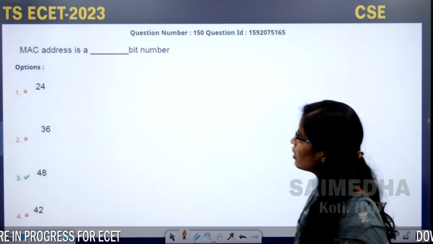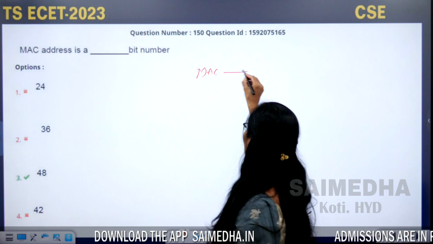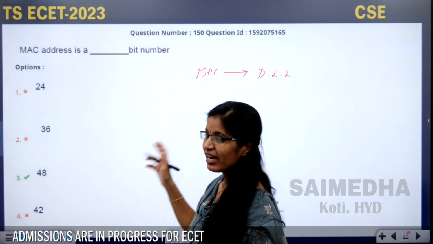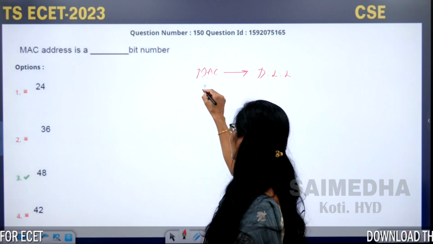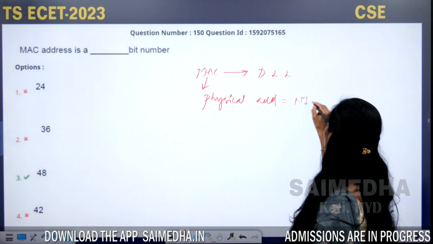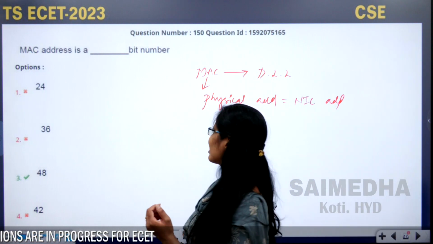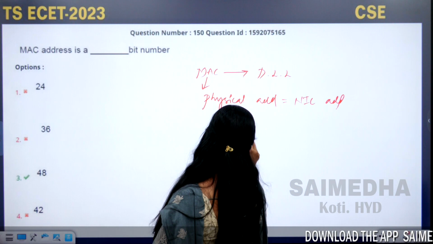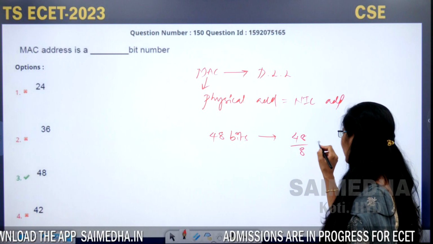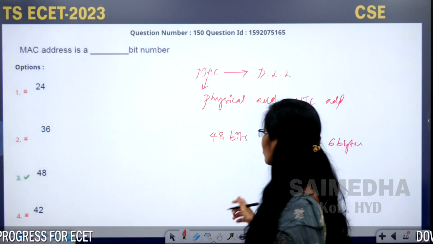Next question. MAC address is a what-bit number? MAC address means media access control. The MAC address is used in the data link layer, the second layer out of the 7 layers of the OSI model. It is also known as the physical address, and also as the NIC address, network interface card address. If we convert 48 bits into bytes, 48 divided by 8, because 1 byte is 8 bits, it comes to 6 bytes. So the MAC address uses 48 bits.